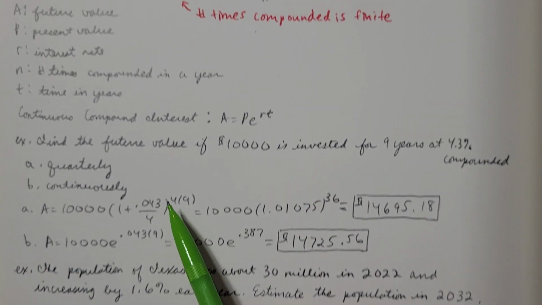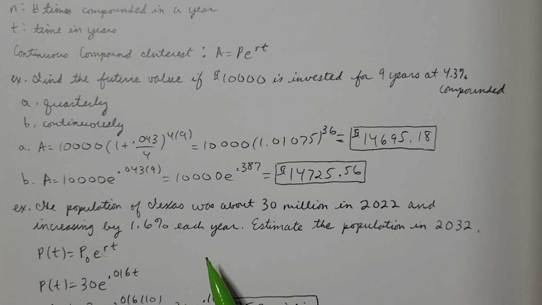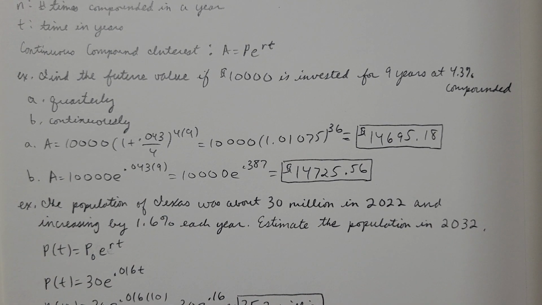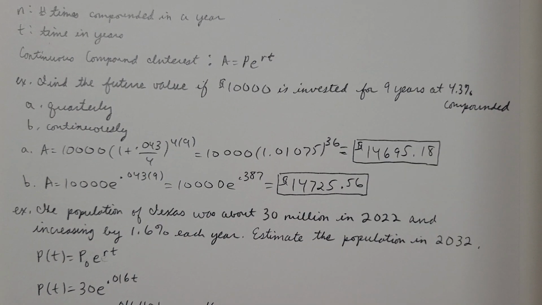Divided by N. N is 4, compounding quarterly, raised to the NT power. N is 4, T is 9. Okay, so then I would have to go to the calculator and type this in. Let me go ahead and just do 1 plus 0.043 divided by 4 first.